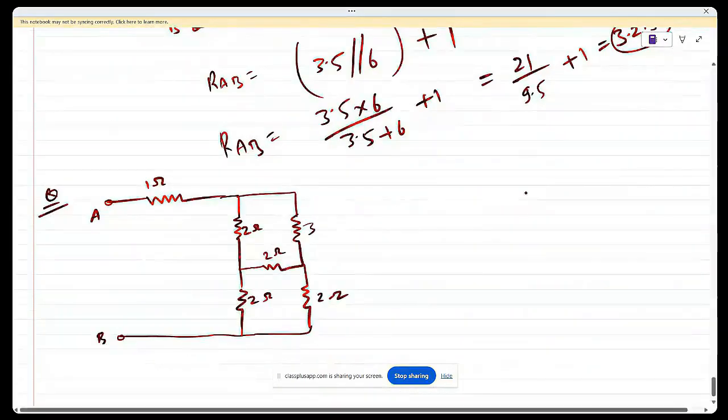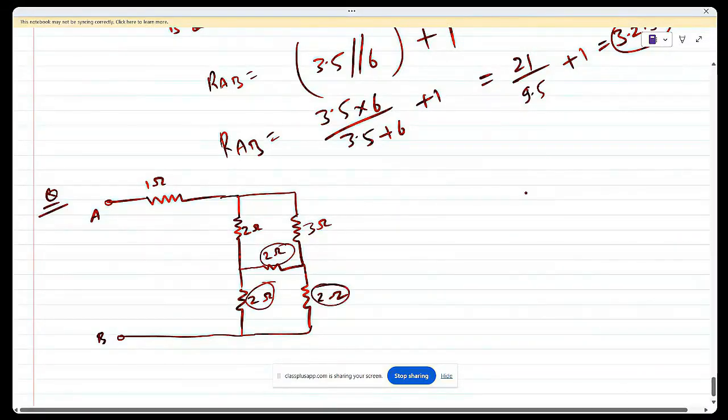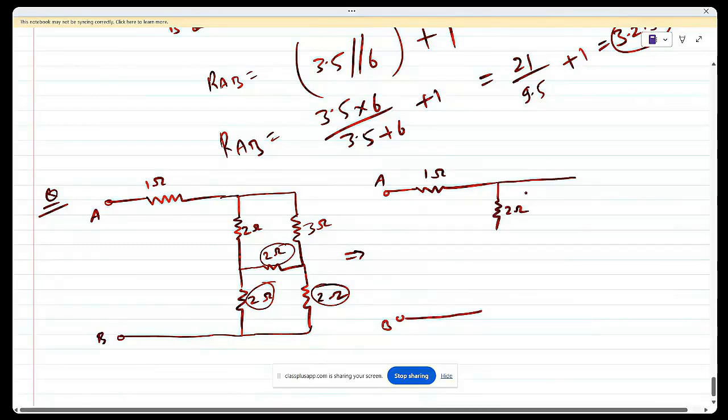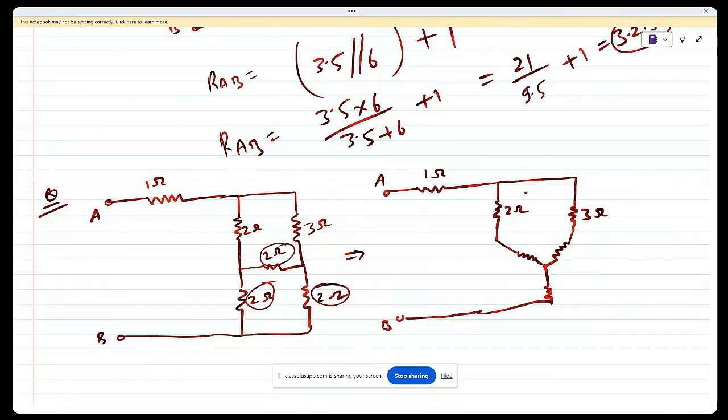Now what I am going to do, these two and these two are connected in delta, and now I am converting them into star. So my next step will be: this is 1 ohm, this is A, this is B, this is 2 ohm, this is 3 ohm. Now I have converted this delta to star, so my resultant will be this. And you know, if the same resistances of a delta connection are converted to star connection, the resistance will decrease by 3 times. So all the resistances will be 2 by 3.